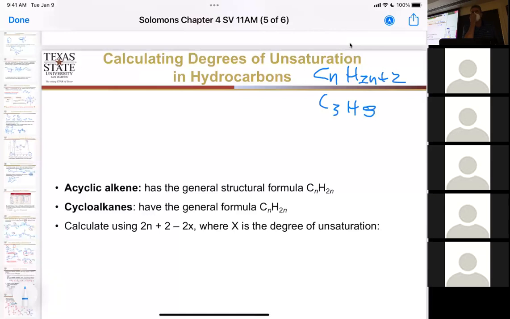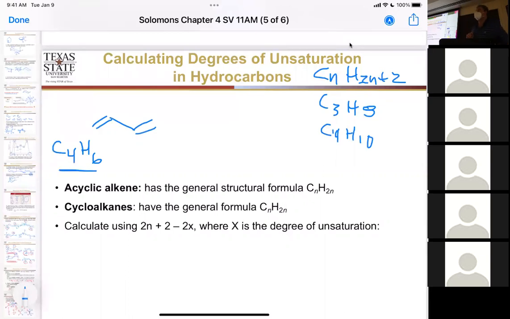If we have an unsaturation, let's say 4 hydrogens were missing from the empirical formula. So we had C4H6. For C4, 2 times 4 is 8 plus 2 is 10. So the saturated hydrocarbon would have 10 hydrogens in it.